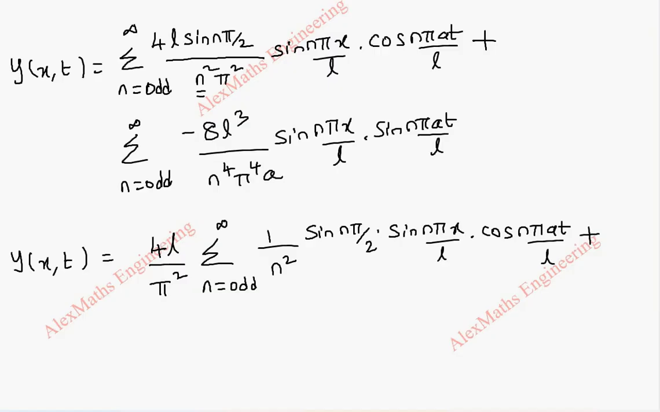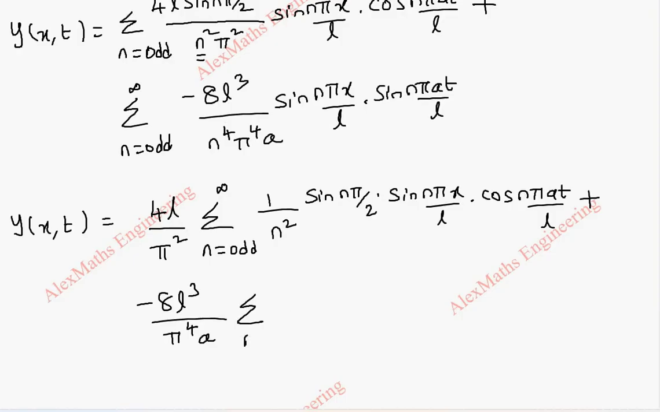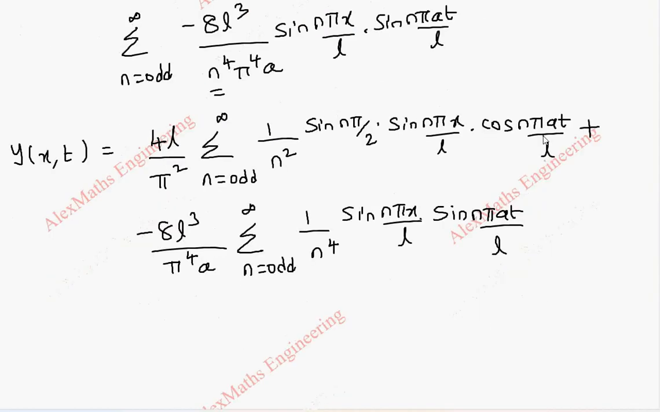Then plus, actually there is a minus sign, so we can take this minus 8L cube by pi power 4 into a outside. Then we have summation from n odd till infinity. After this we are left with 1 by n power 4. So 1 by n power 4 into sin n pi x by L into sin n pi at by L. This is the required solution for the given problem.